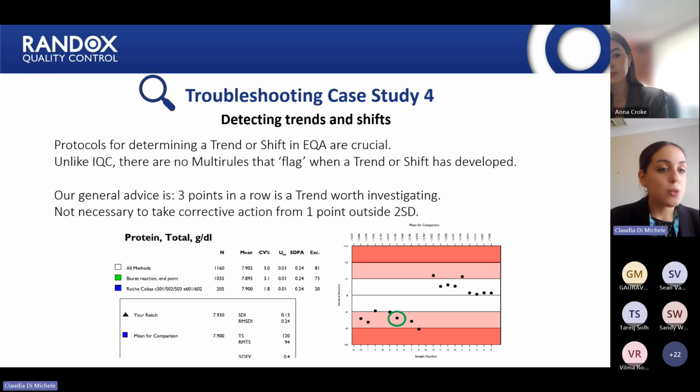So I guess protocols for determining a trend or shift in EQA are crucial. Unlike IQC, there are no multi-rules that flag when a trend or shift has developed. And we do give the general advice that 3 points in a row is a trend worth investigating, but it's not necessary to take corrective action from one point outside of 2 SDs. That type of situation can be watch and wait for your next EQA report, and then see if there's a further trend occurring in the same direction.